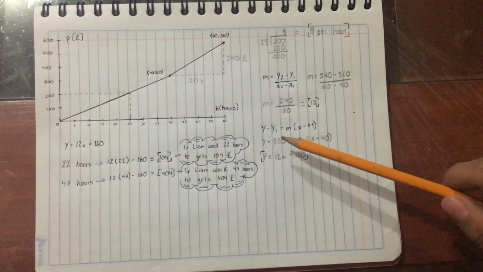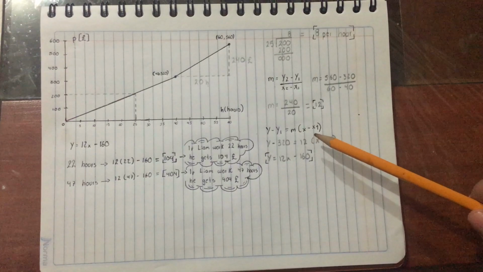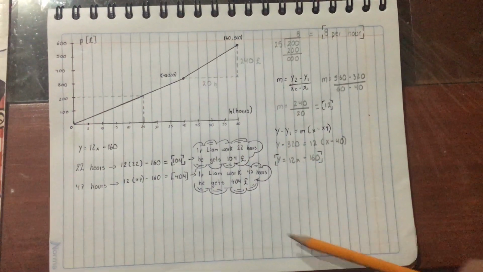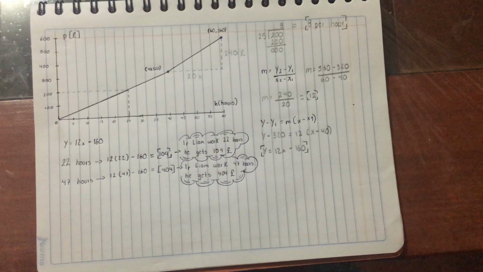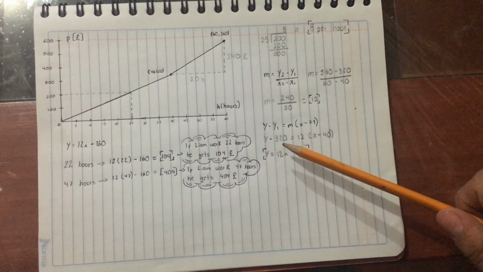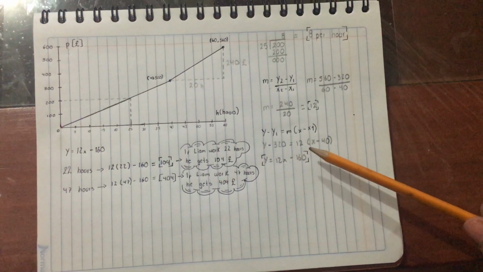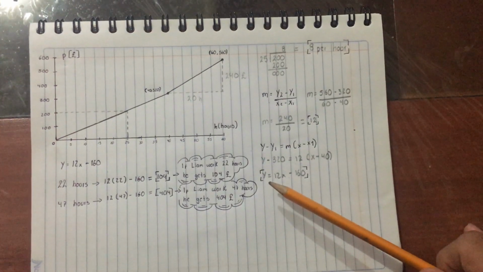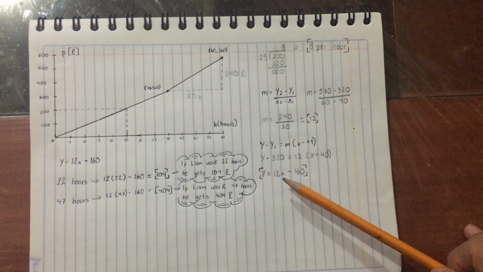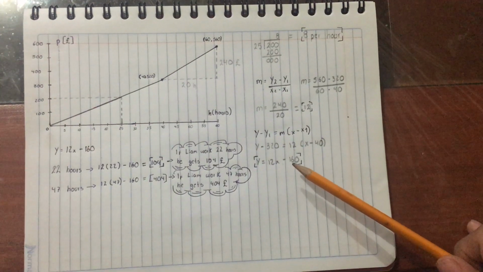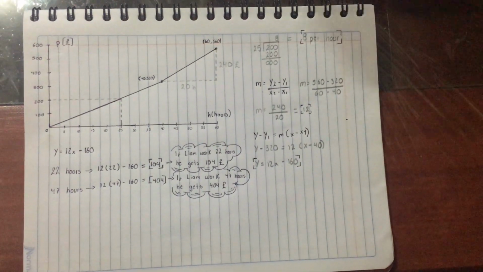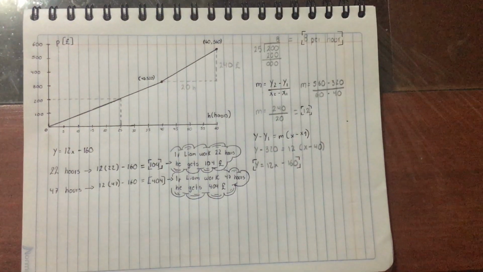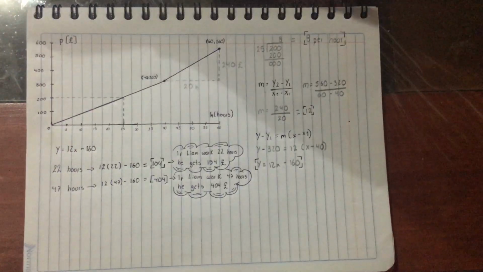Now that we have the data to conclude the problem, we are going to replace in y minus y1 equals m times x minus x1. We substitute and it is as follows: y minus 320 equals 12 times x minus 40, and the result is y equals 12x minus 160.